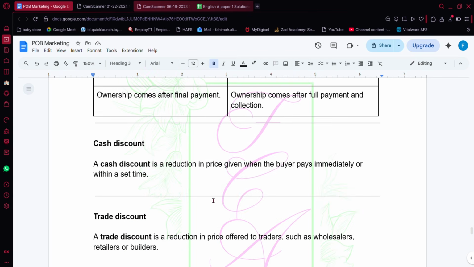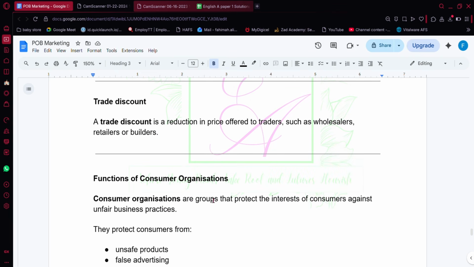Cash discount is a reduction in price given when the buyer pays immediately or within a set time. Trade discount is a reduction in price offered to traders such as wholesalers, retailers, or builders.